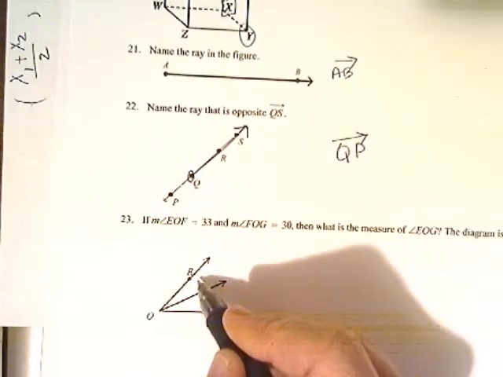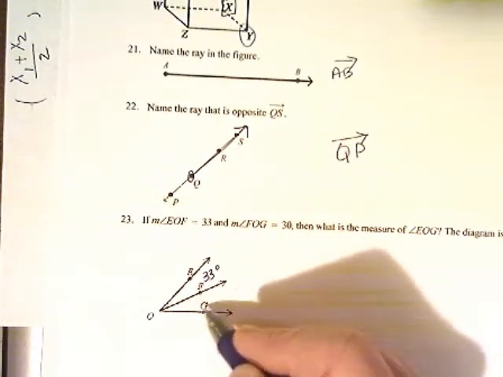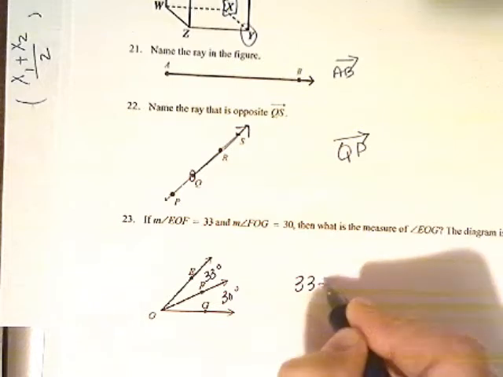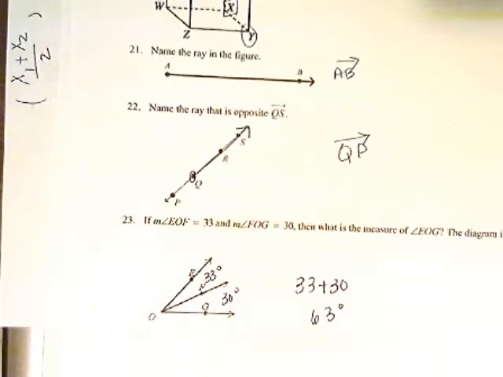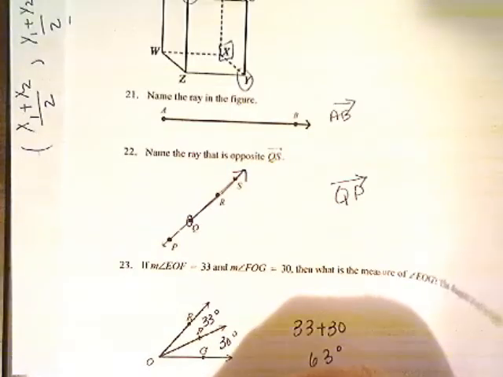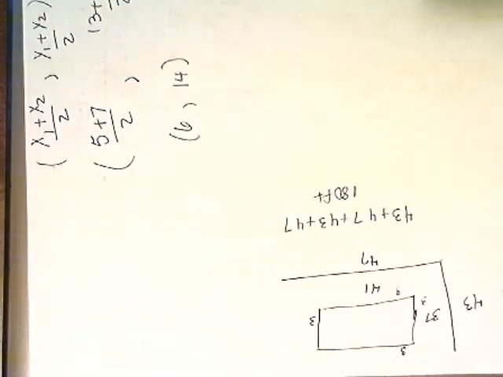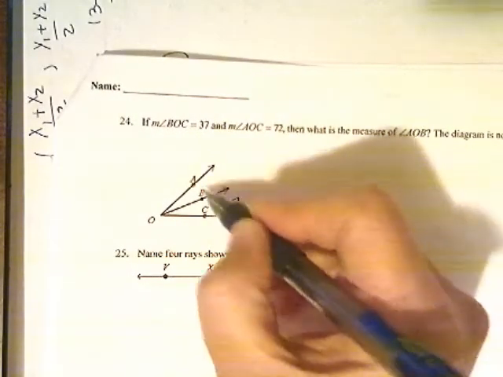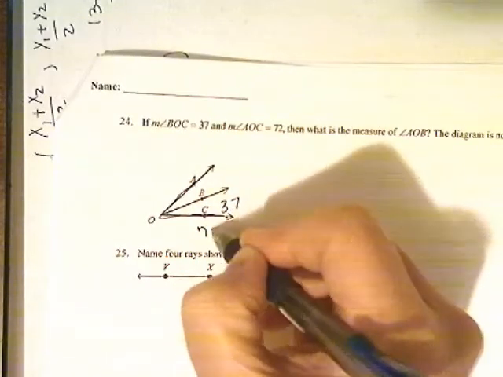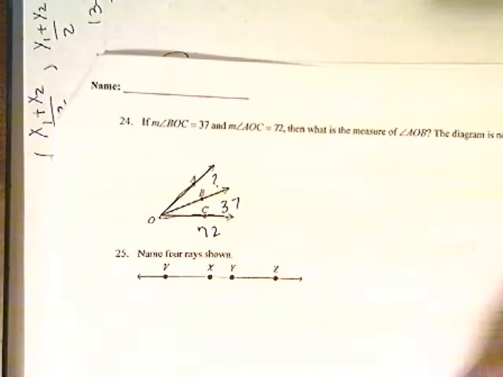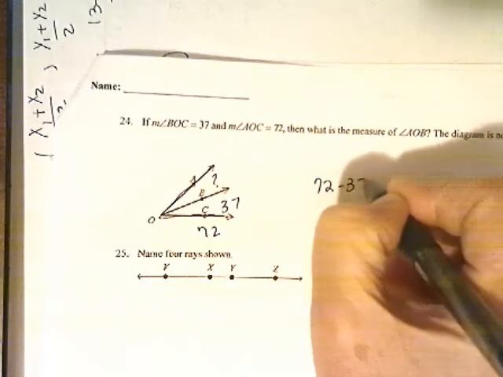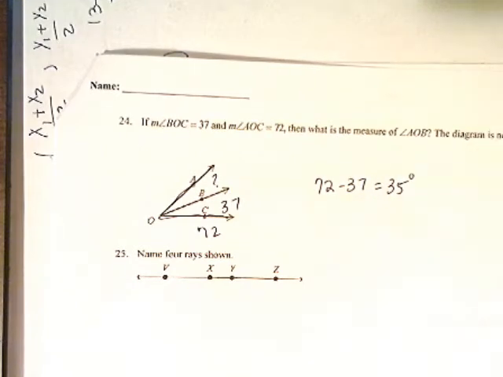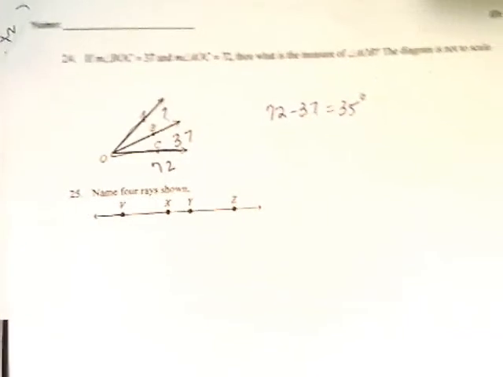If EOF is 33 degrees and FOG is 30 degrees, what is the measure of EOG? That's the whole thing. And that is 63 degrees. Number 24 says if BOC is 37 and AOC, that's the whole thing now, is 72, how big is AOB? So this time I'm going to have to subtract. 72 minus 37 is 35 degrees.